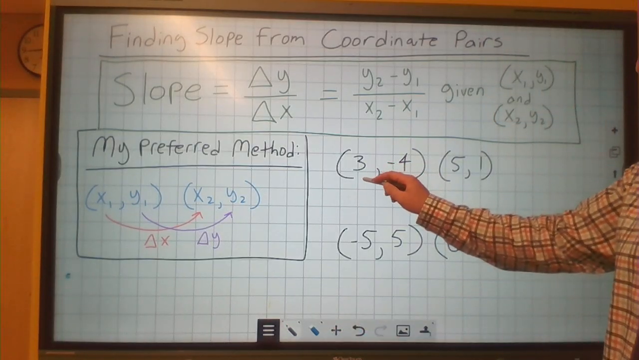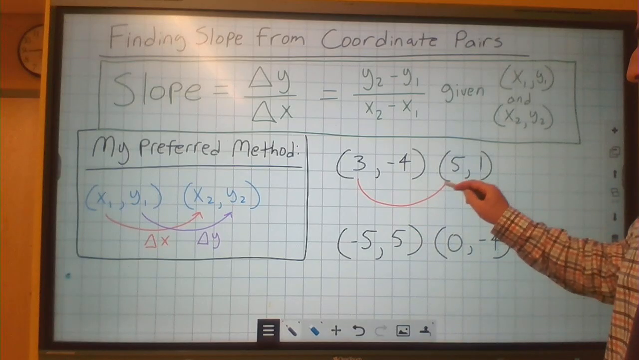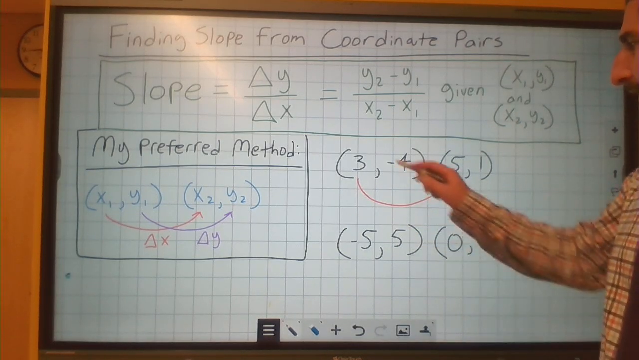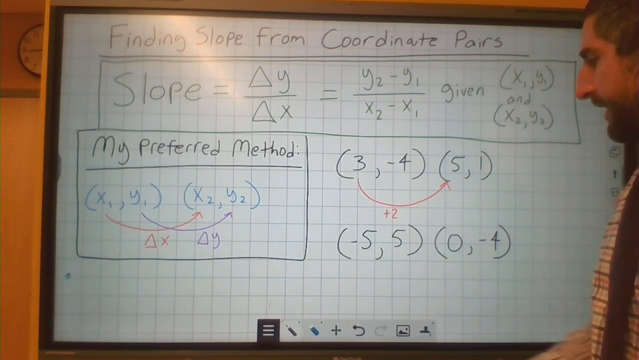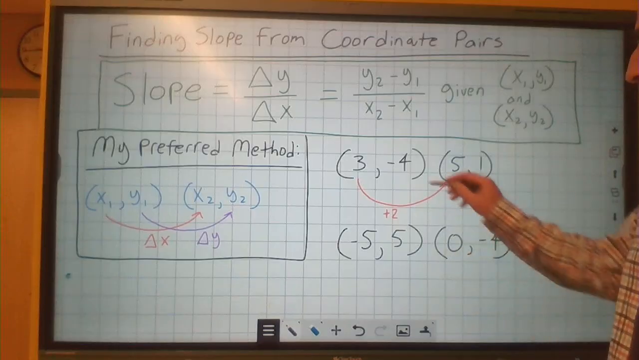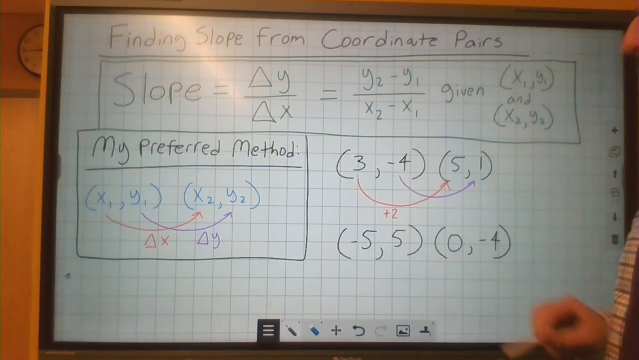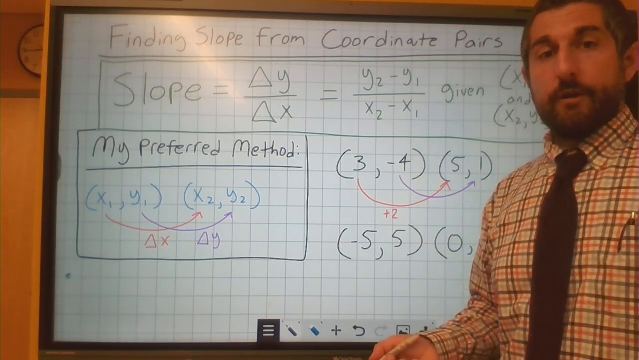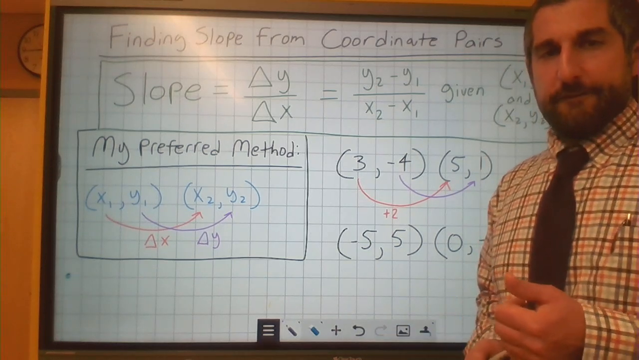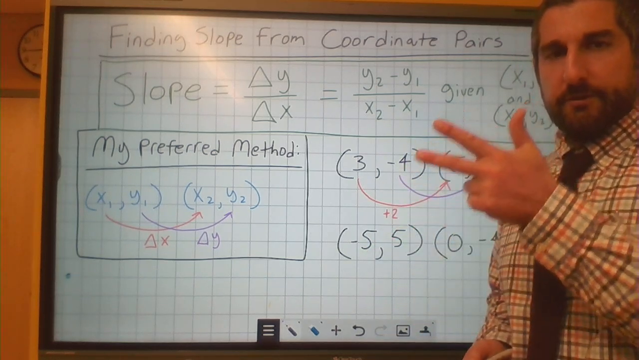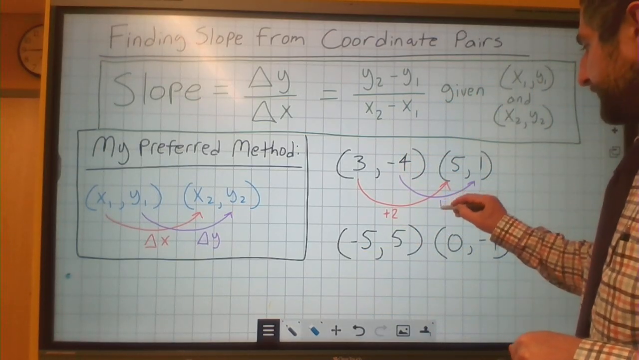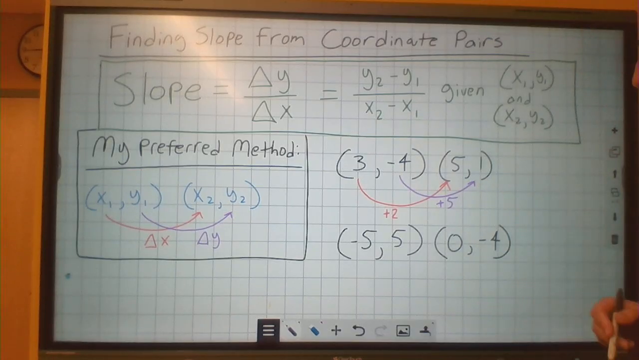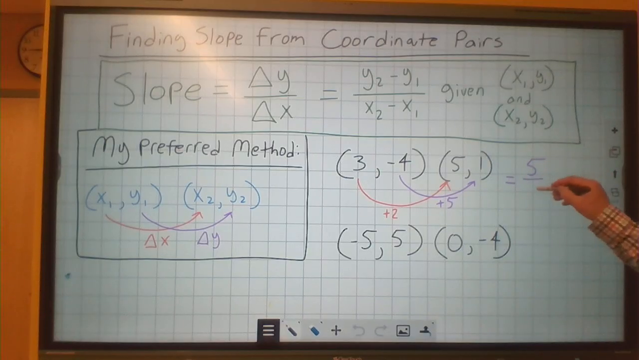If I'm starting with my x values, they go from 3 to 5. 3, 4, 5. That's plus 2. My y value, on the other hand, is going from -4 to +1. That's, once again, going forward. So I can just count starting at -4. I'll go -3, -2, -1, 0, 1, 5. So it took me +5 to get there. And so if I put those together, I end up with a slope of 5/2.